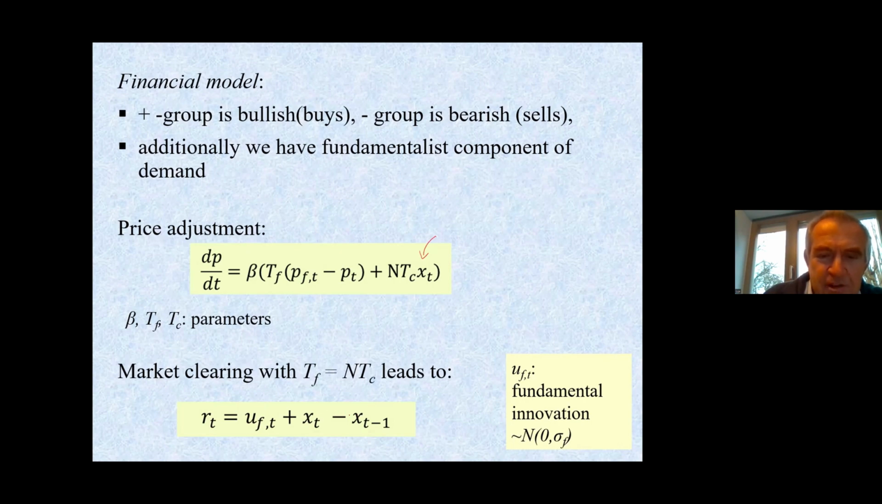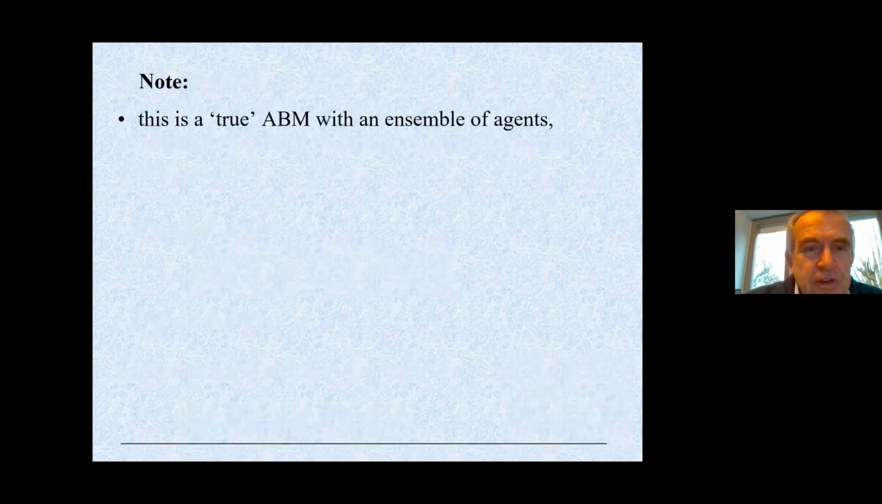If there are more optimists than before or more pessimists than before, then there will be more demand or more supply. That means returns will go up or down because of market pressure. So this is a very, very simple model, and we want to estimate some of its parameters. Why do I use that? I use it because it's a true agent-based model.